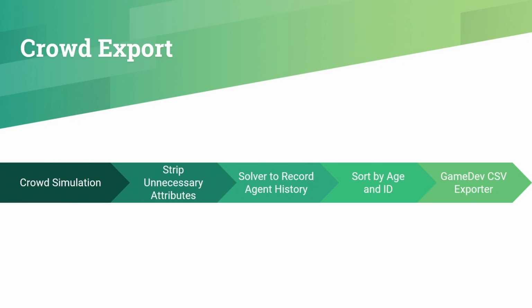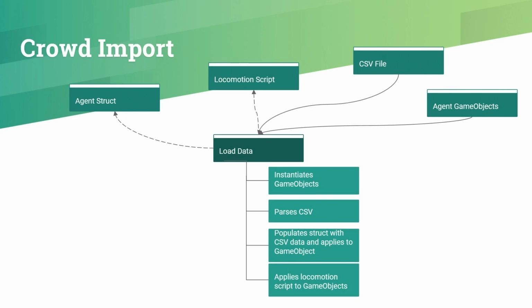So this is kind of my workflow, what I just described: simulate it out, strip out everything you don't need. The solver records the history so we can have that at runtime in Unity. Sort it for easier parsing, and I use the Game Dev CSV exporter. So when I import it into Unity, I have this information, and I had to think, okay, how do I use this once I get into Unity?